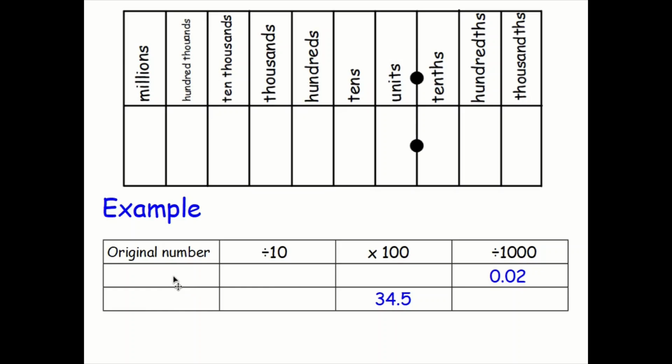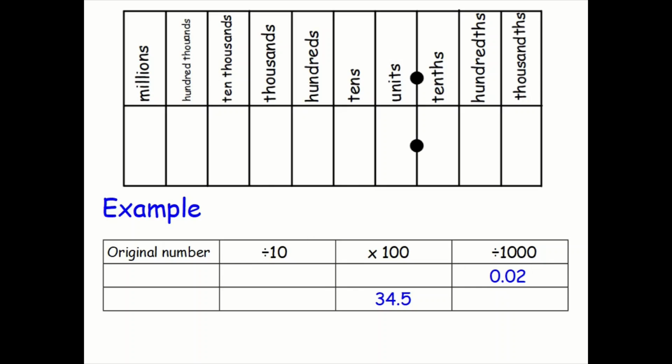So that's my recommendation. When you've got a number here, start by finding out what the original number is and then work out these missing bits here. So I'll do an example. Here we've got a number, 0.02, and I need to ask myself, what's my original number if, when I divide it by 1,000, I get 0.02?